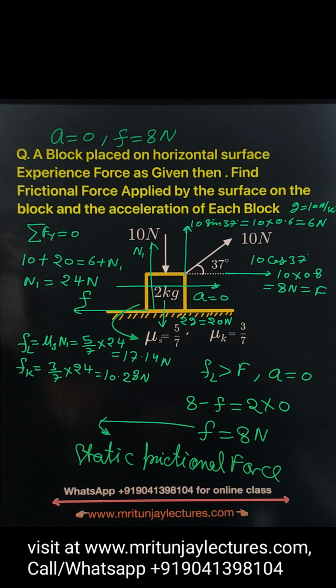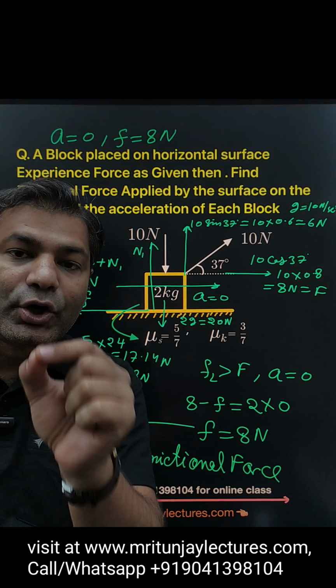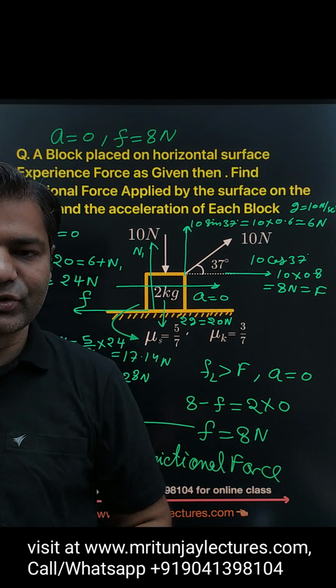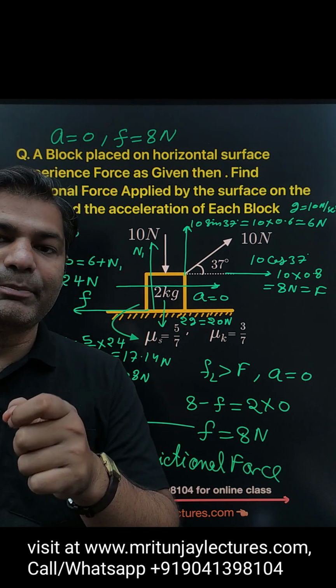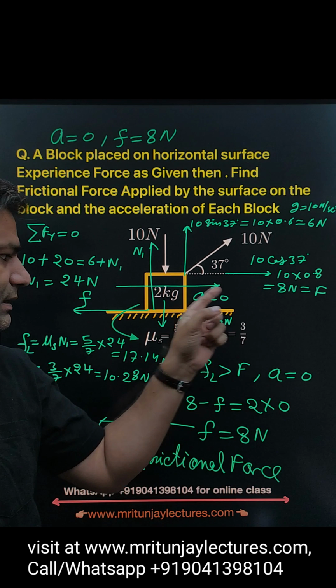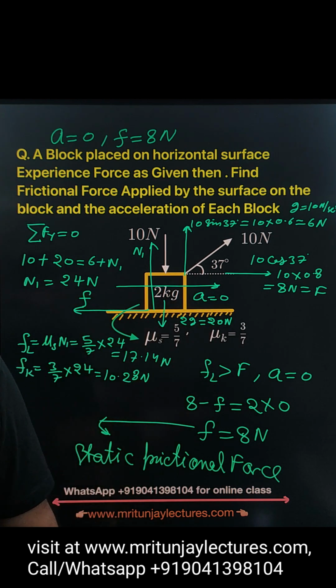The acceleration of the block is 0. Why is the acceleration of the block 0? Because the limiting frictional force is greater than the driving force, or you can say the applied force. That's why this block is not moving. Okay, make it.